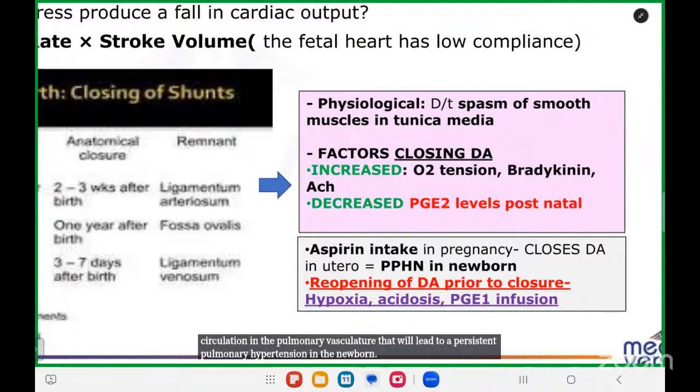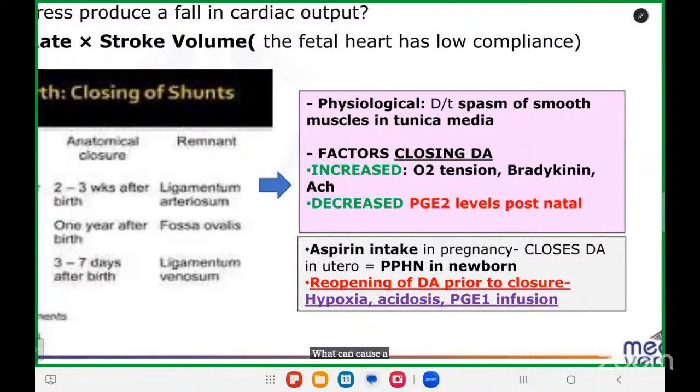What can cause a reopening of the ductus prior to closure? Which means in utero, the ductus was open. Now the baby has taken birth and it closed. But within a few hours of closing, it again reopened.